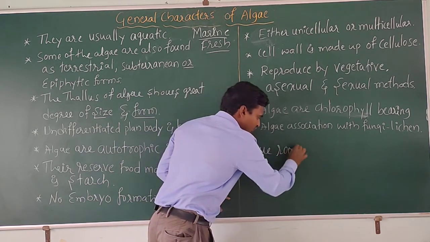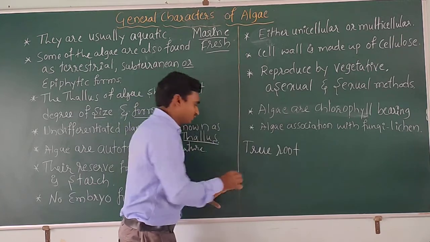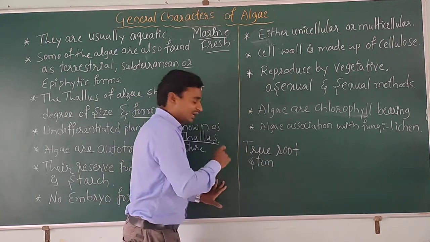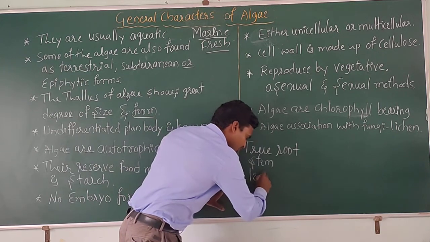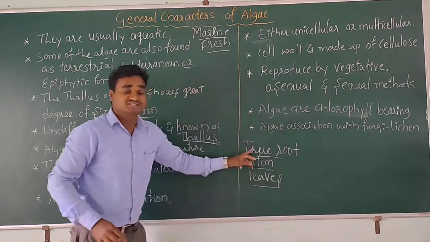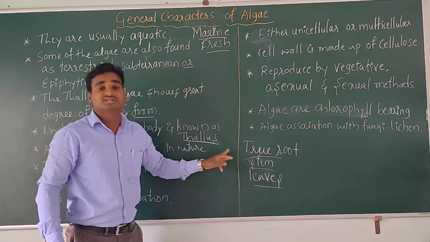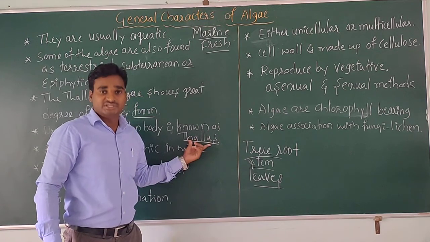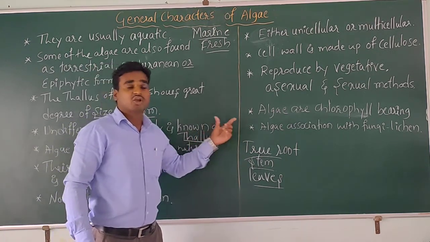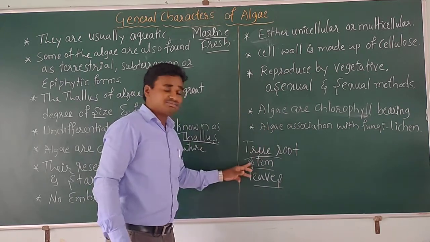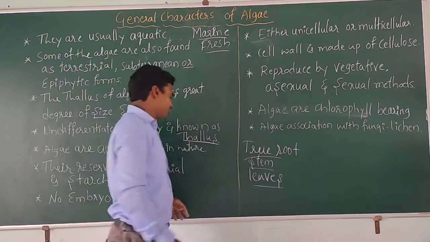True root is absent in the algae, stem is also absent in algae, and leaves are also absent in algae. These three parts are absent in the algae. So algae are thallus body or thallophytes or thalloid plant body.